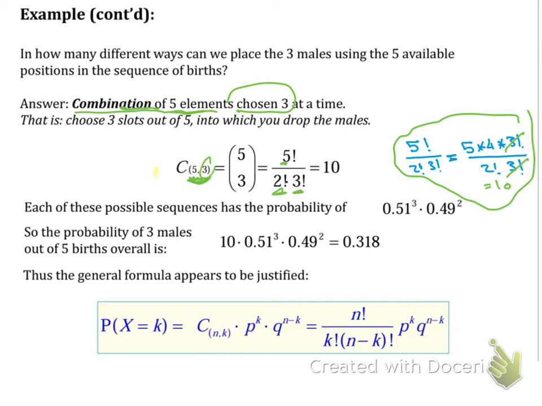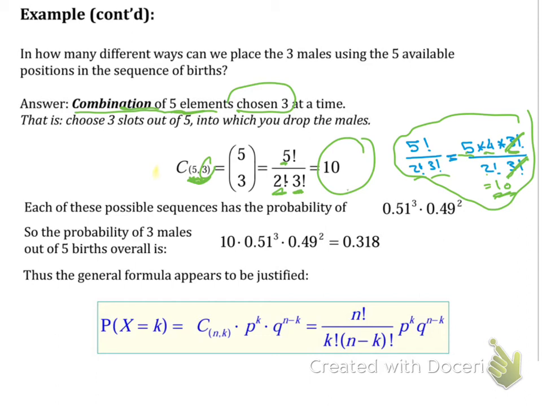So 5 factorial, I can expand it: 5 times 4 times 3 factorial, and I leave this 2 factorial, 3 factorial. So 3 factorial will cancel with the 3 factorial. So 5 times 4 equals 20, and 2 factorial equals 2. 20 divided by 2 equals 10. So here I have 10 ways to arrange these people, the male and the female, 10 ways, okay?